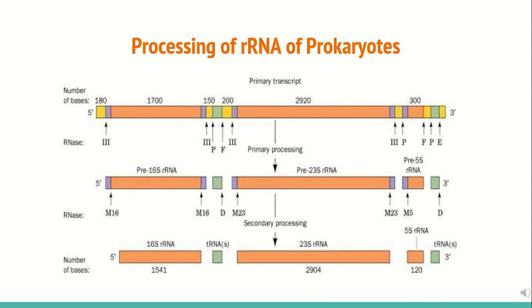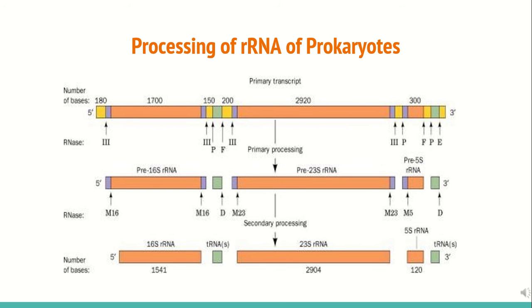Processing of rRNA in prokaryotes. Prokaryotes have three ribosomal RNAs, which are 23S, 16S, and 5S, which are equivalent to the 28S, 18S, and 5S rRNAs of eukaryotic cells, and are also formed by the processing of a single pre-rRNA transcript.